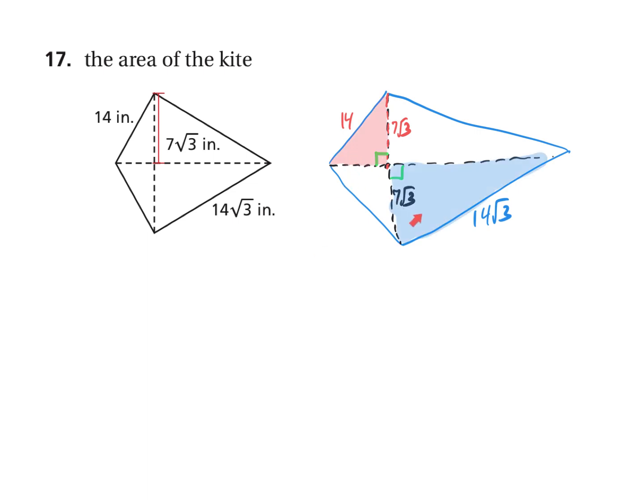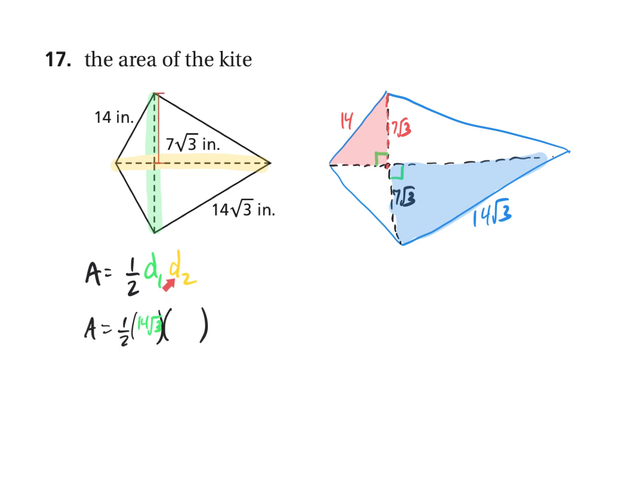So we have two right triangles that we can work with. Where are we going with this? Well, to find the area of the kite, we're going to use this formula: 1/2 times the product of the diagonals. And the diagonals are in green and yellow. So this is one diagonal, and this is the other diagonal. Well, we already know the green one, because 7 root 3 and another 7 root 3 is 14 root 3.